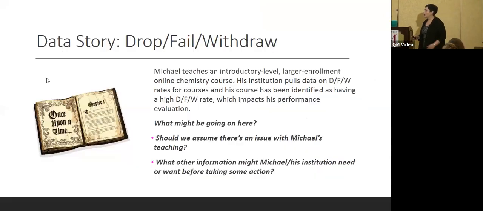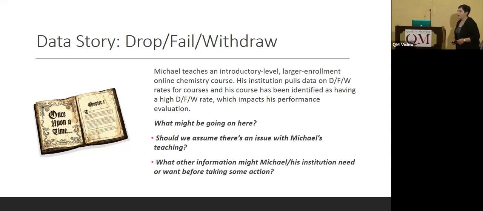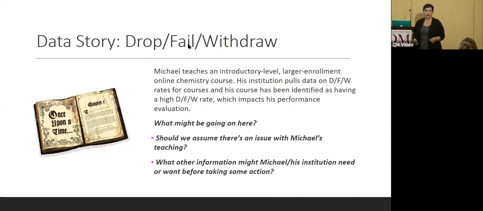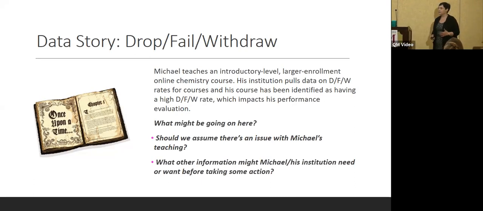Okay, so I'm going to talk about little data stories throughout this because I really want to put it in context that most of us are familiar with and that we deal with every day. So this is our first data story. We have Michael. He's teaching an introductory level, larger enrollment, 100% online chemistry course. Okay, his institution pulls that data on drop, fail, withdrawal rates and finds that in his course, they have a really high DFW rate. And that really impacts his performance evaluation. So he's getting worried. You know, am I going to be penalized because I have high DFW rates in my course? What do you think might be going on here?